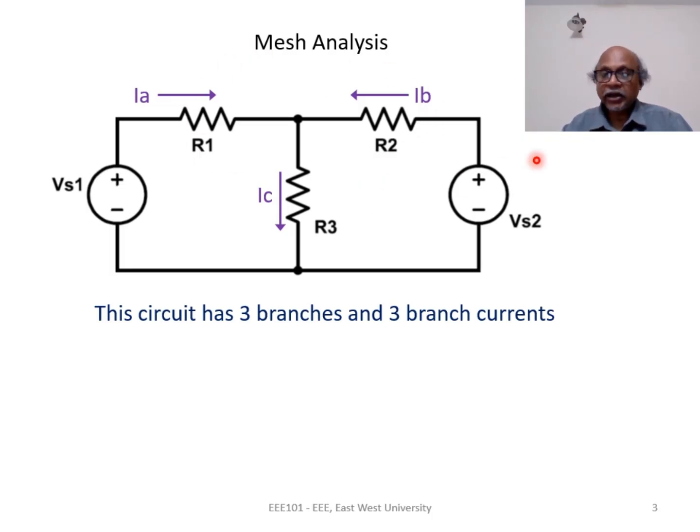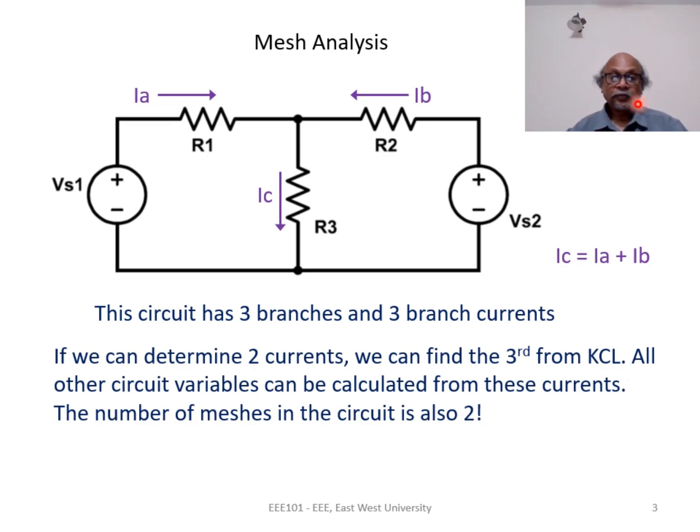Actually, these three currents are not independent. If we write KCL at this node, we can say IC is equal to IA plus IB. That means if we can find out two currents, we can calculate the third current, and from that we can determine any other circuit variables that we want to find. So we need to know two currents in this circuit, and 2 is also the number of meshes in this circuit.